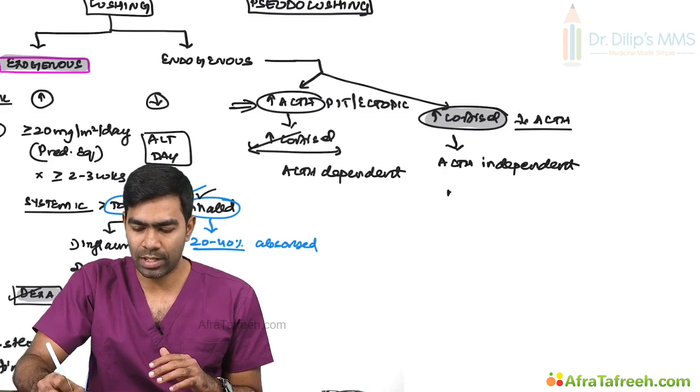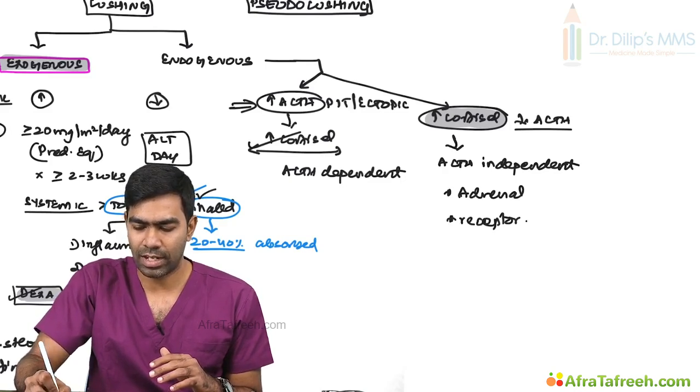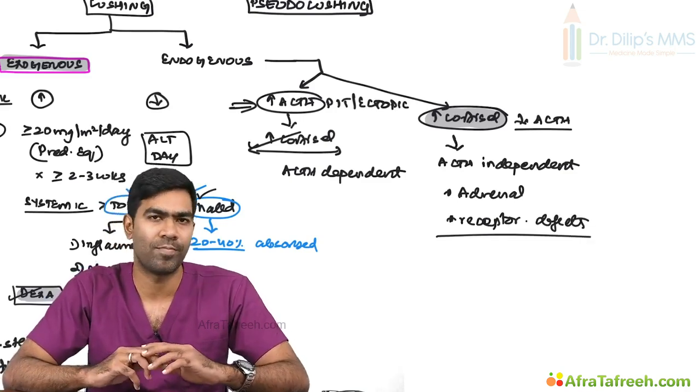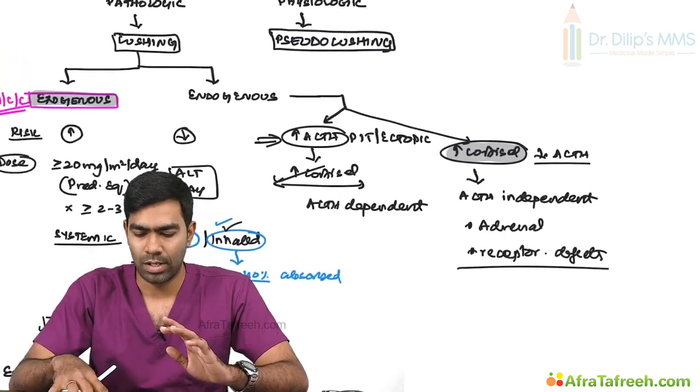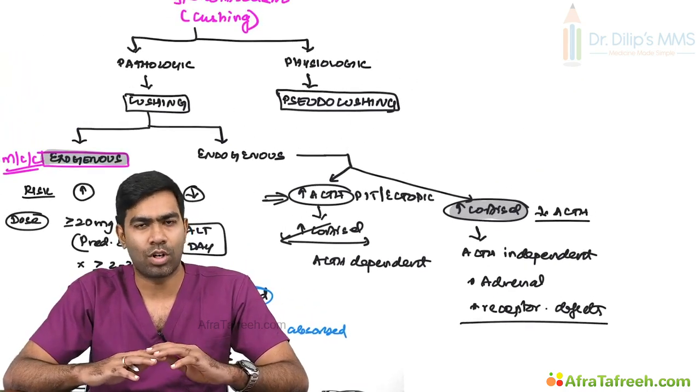The usual reason will be in the adrenal gland, but there are some minority of cases where receptor defects have been proven to produce this ACTH independent Cushing syndrome. So we'll be discussing in detail about the causes in some time.